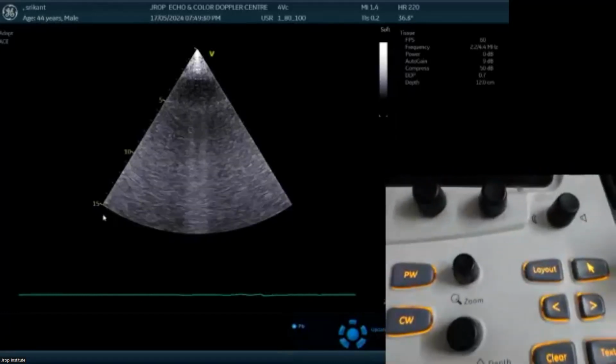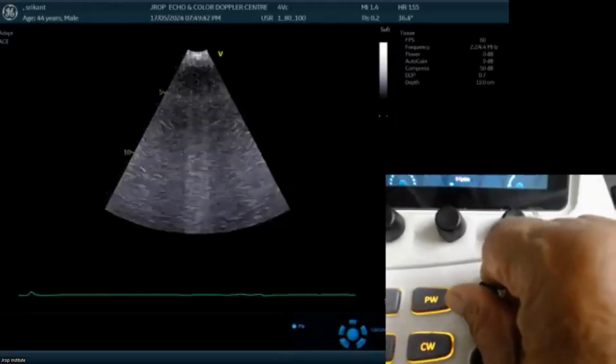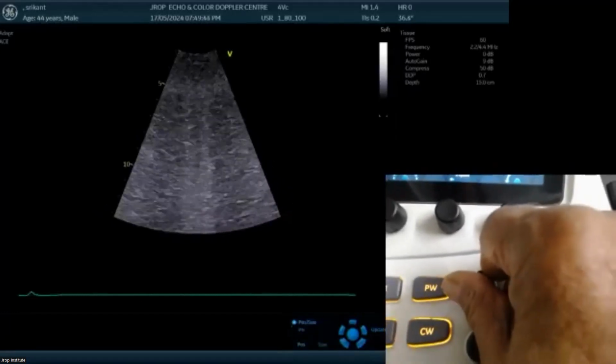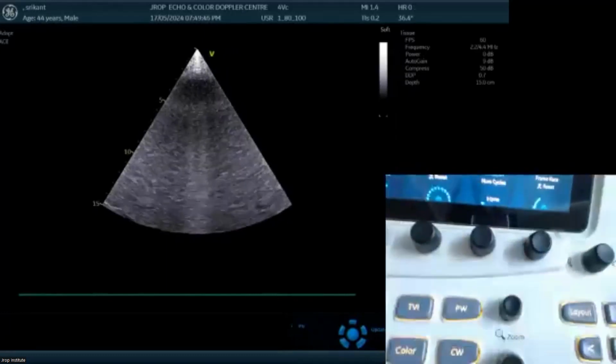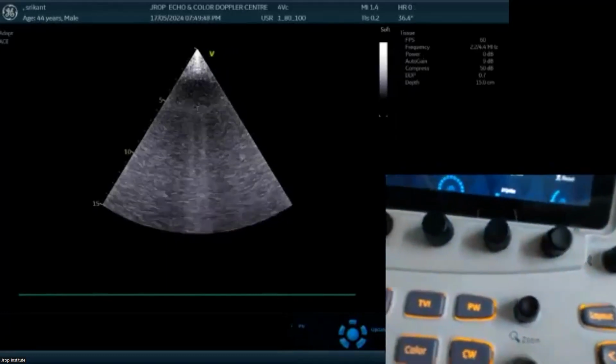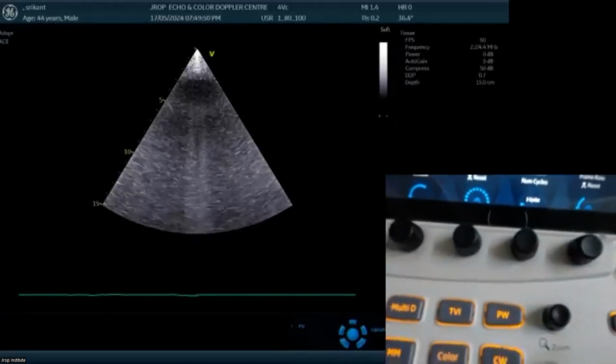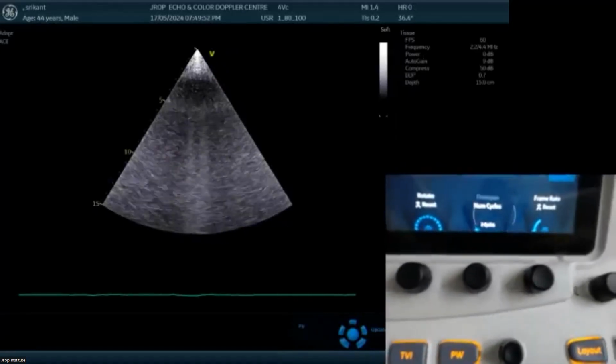There's one more function which is known as zoom. Suppose I suspect some vegetations, I'll go to the zoom function and try to focus on that particular subject, that particular point.